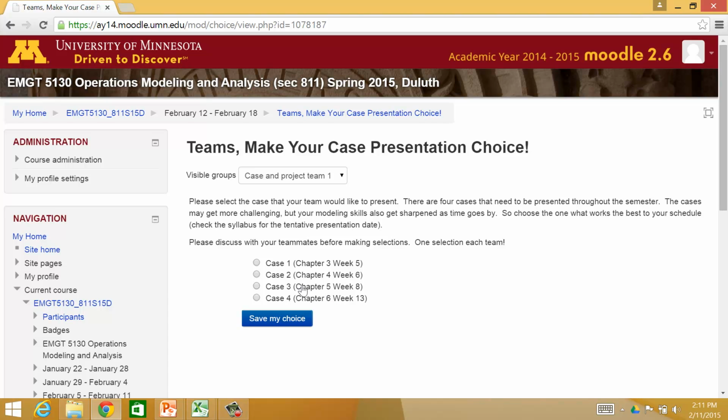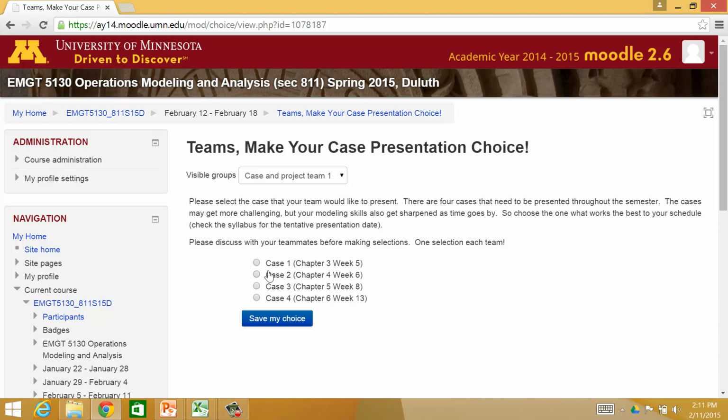One team will present one case. All the teams will perform case study analysis and turn in a report for all 4 cases, but you only choose one case to give the presentation. So talk to your teammates about which case you want to present, and then make your choice.